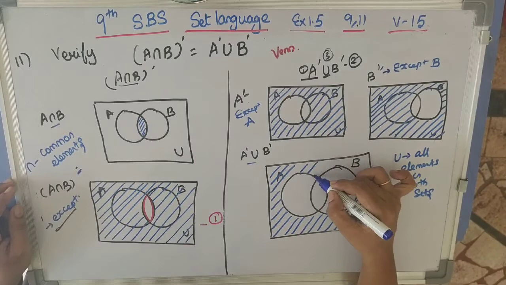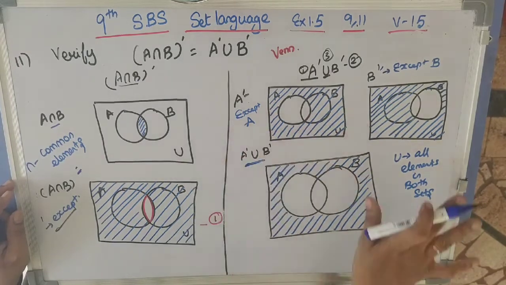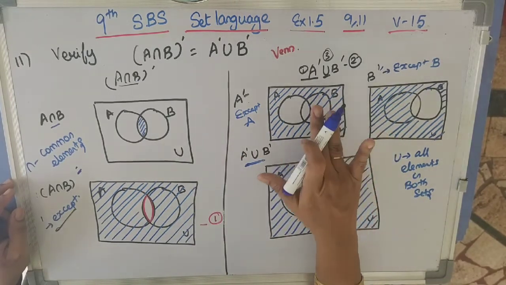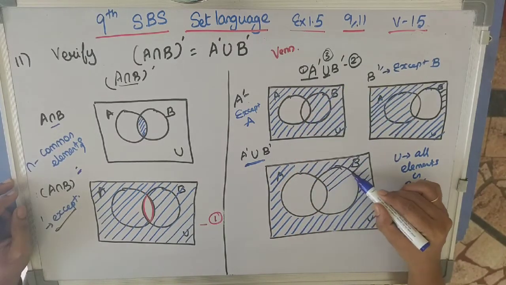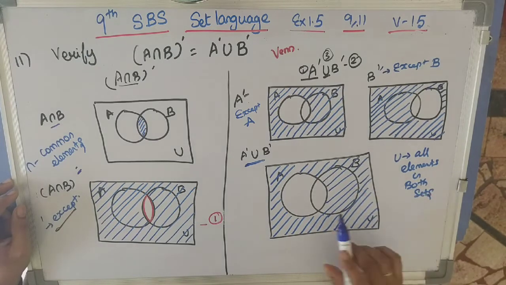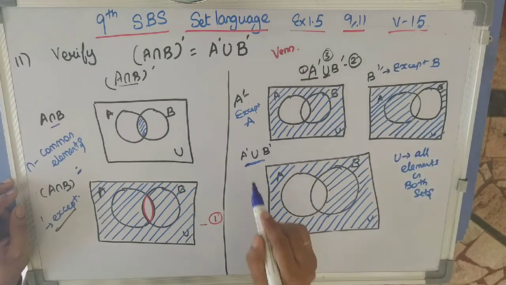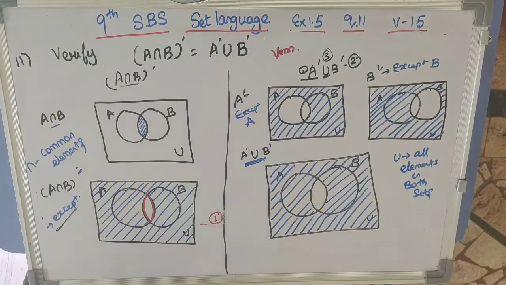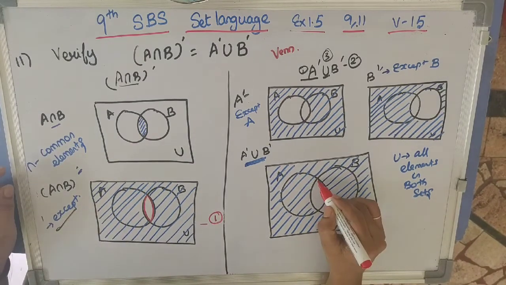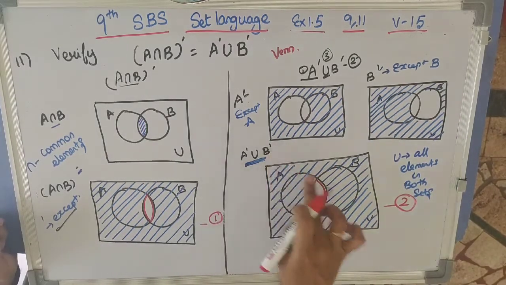Okay. But this is not intersection. This is union, isn't it? So we have to include all the elements. So in A dash, this part is shaded, B part is shaded, but that is not in B dash. But we have to include it because this is union. In B dash, a part of A is shaded, but that is not found in A dash. But we have to include it in this Venn diagram because this is union. Clear? So we have included all the elements of A dash and B dash in A dash union B dash. Isn't it? So I am going to mark this A dash union B dash as 2.